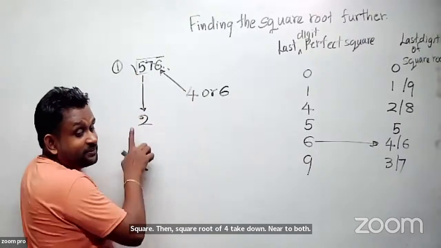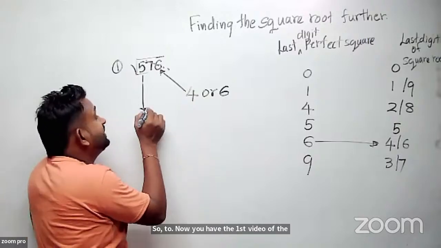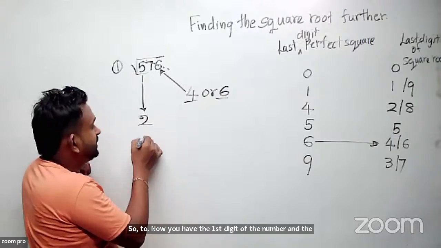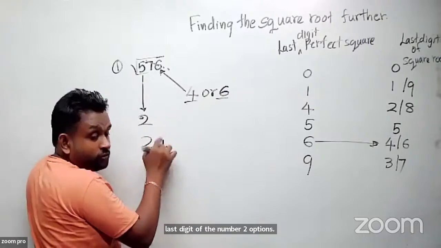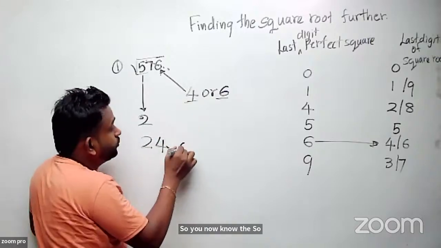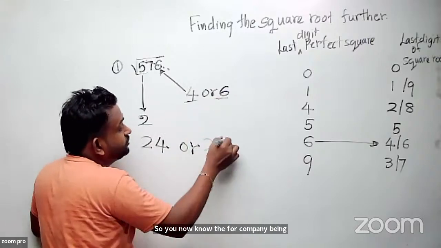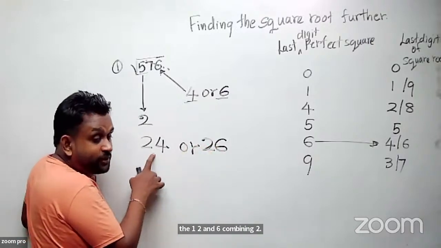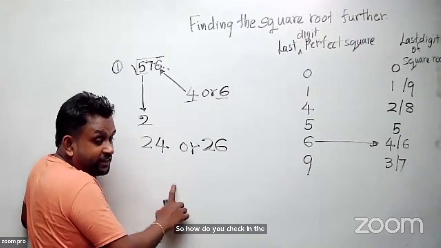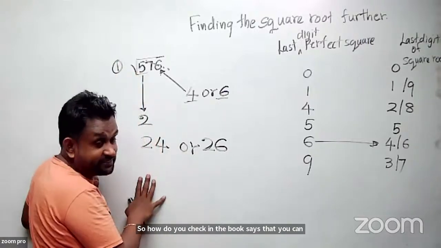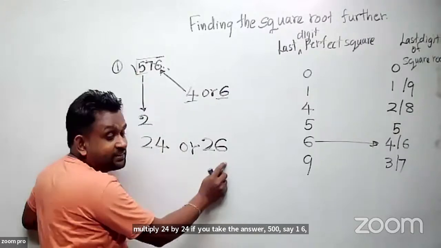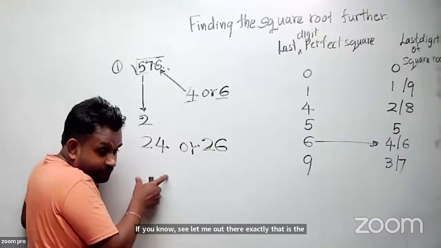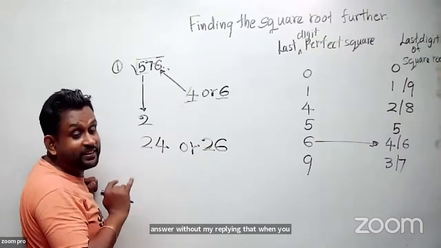Now you have the first digit of the number and the last digit of the number, two options. So you now know the answer shall be 24, 2 and 4 combining, or the other one, 2 and 6 combining, 26. So how to check? The book says that you can multiply 24 by 24. If you get the answer 576, then that is the answer. If not, select the other. That is what the book says.